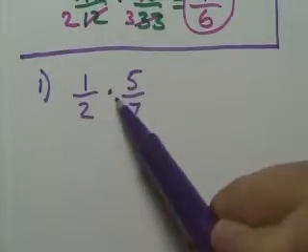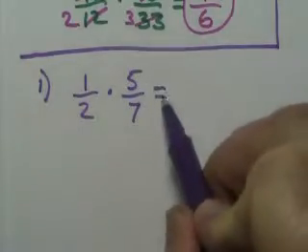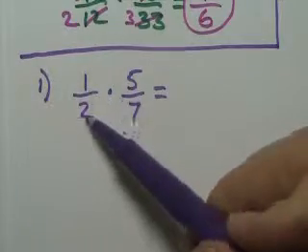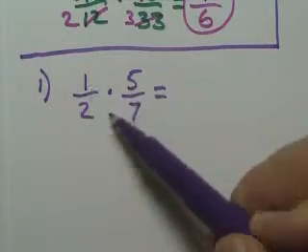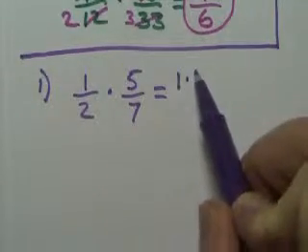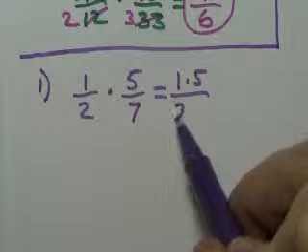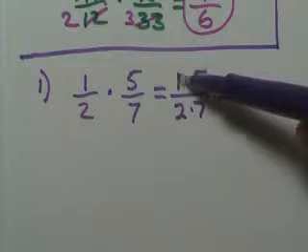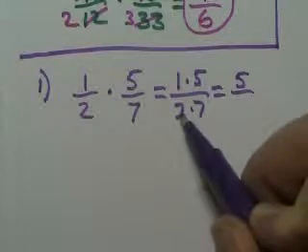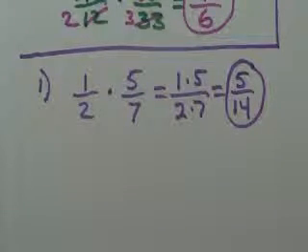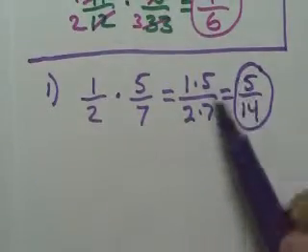So we have number 1, 1/2 times 5 over 7. There's nothing to reduce, they're already fractions. I can't do 2 into 5, 7 into 1 or anything. So I just multiply straight across. I'll write this for those who are still having trouble with fractions. 1 times 5 is 5. 2 times 7 is 14. And there's our answer. So if everything's all reduced, just multiply straight across.